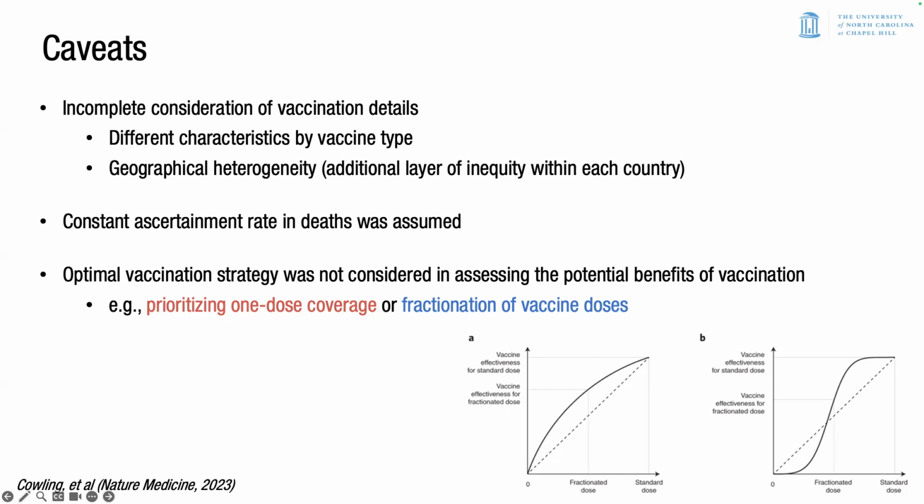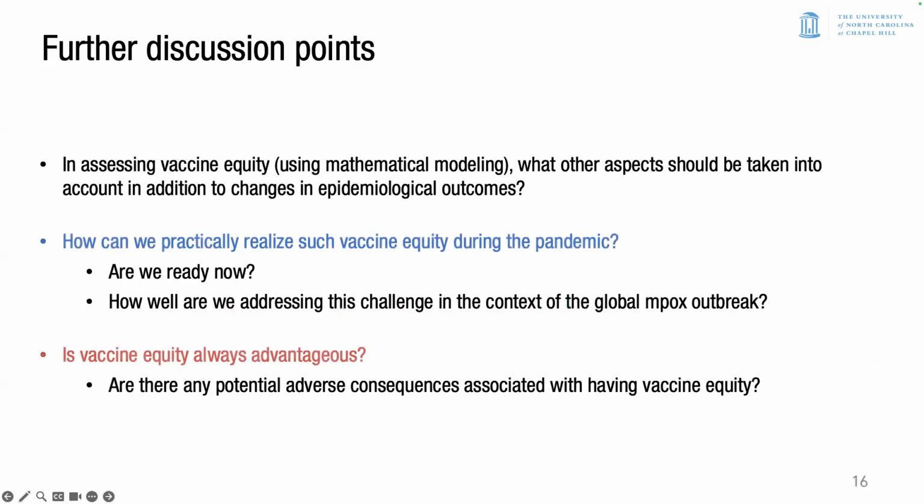And yeah, this is the end of the brief overview of this paper. I just brought 4 discussion points here. The first one is, in assessing vaccine equity using the mathematical modeling approach, what other aspects can be taken into account in addition to changing epidemic outcomes? That's my first question. And the second question is how can you practically realize such vaccine equity during the pandemic?